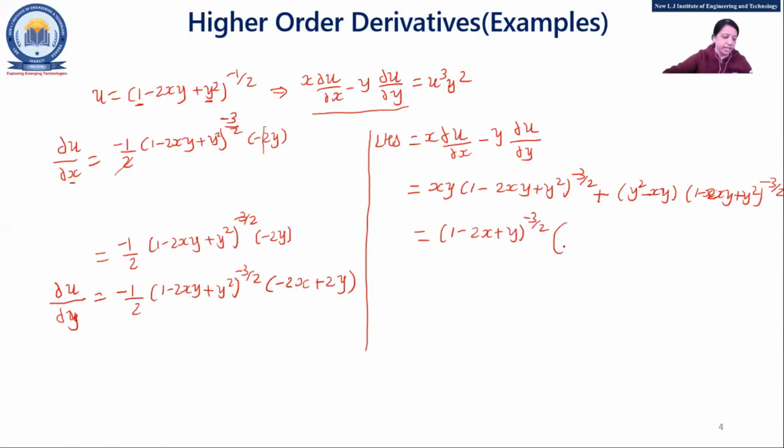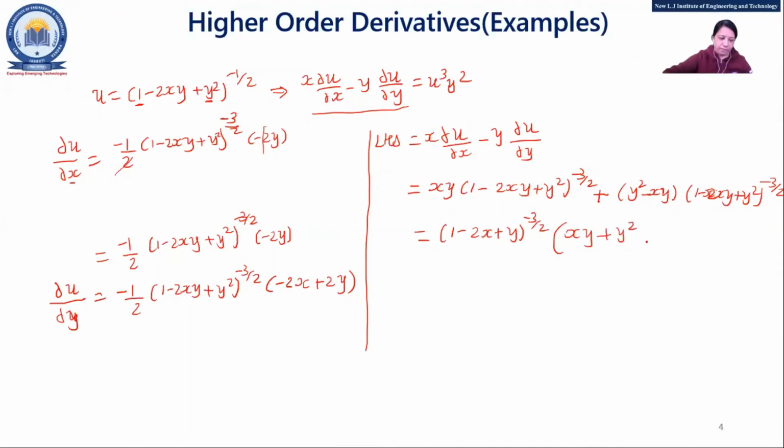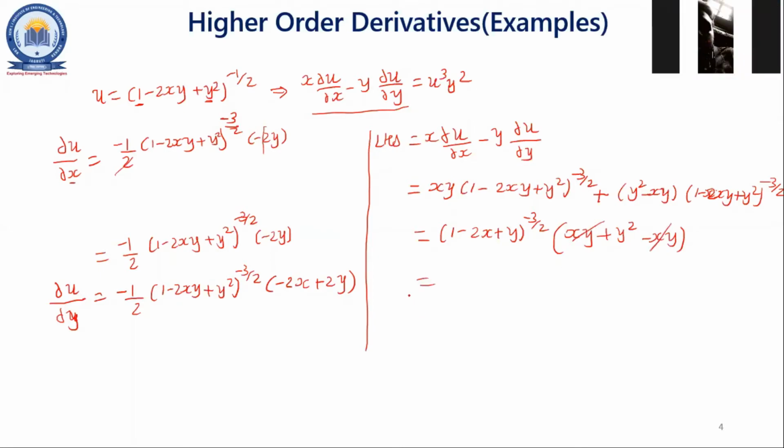Now what should be in the other bracket? First xy as it is, plus y square minus xy. So minus xy and plus xy will be cancelled out, it will be 0. Okay, fine. So this is y square, this is y power 3.